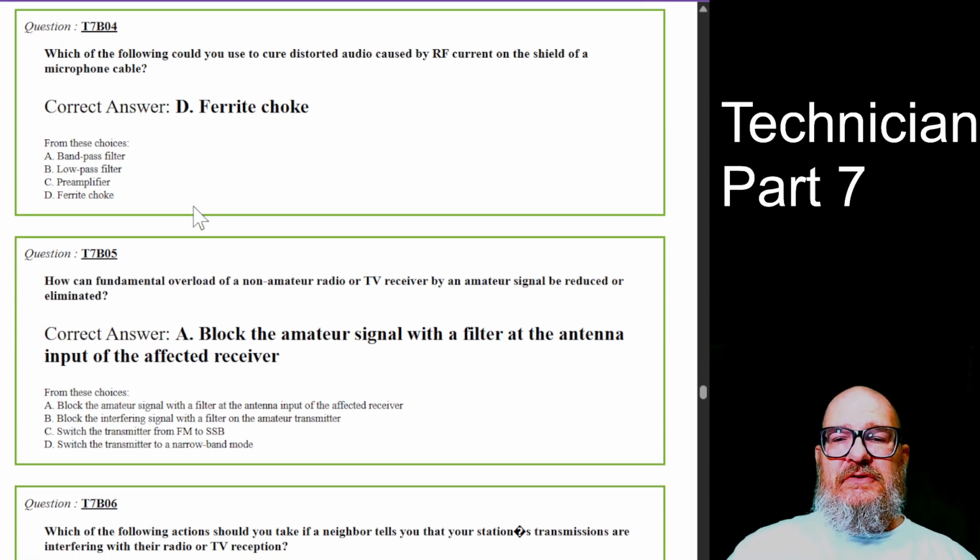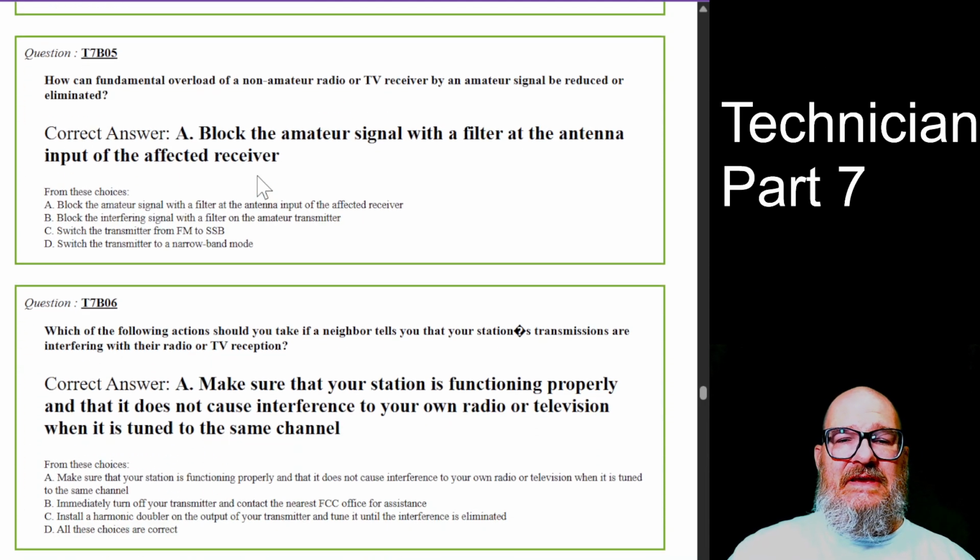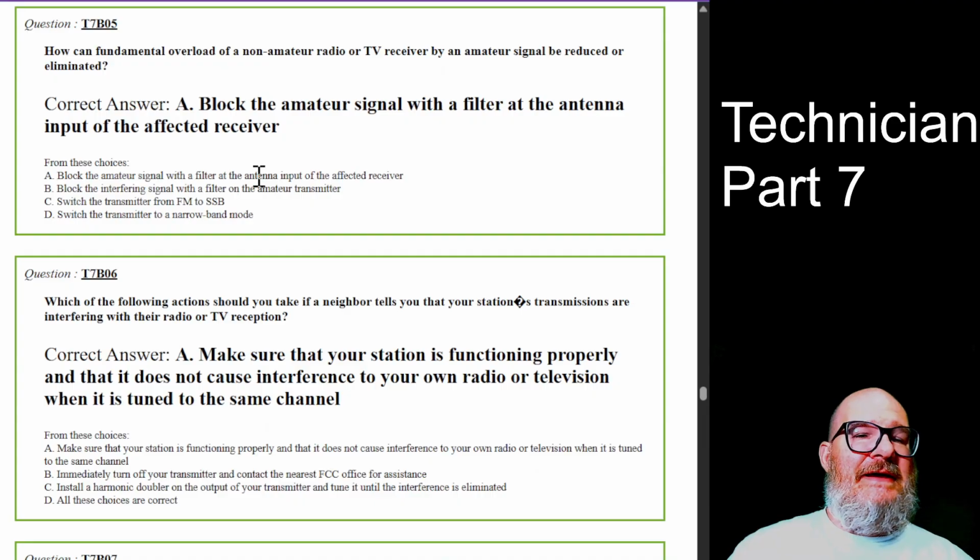Which of the following could you use to cure distorted audio caused by RF current on the shield of a microphone cable? And that is a ferrite choke. So a ferrite choke is something that you can snap onto the shield of a microphone cable. You can also use that on TVs or radios or any other device. A lot of times you can connect it to the power cord, which acts like an antenna.